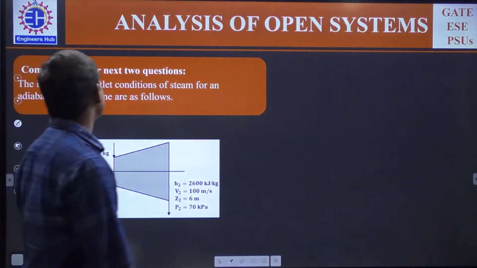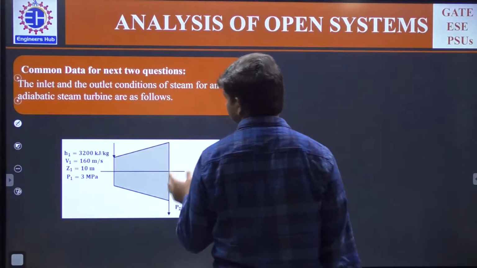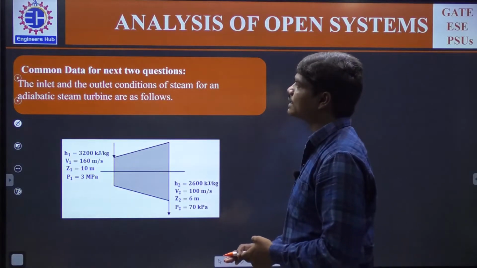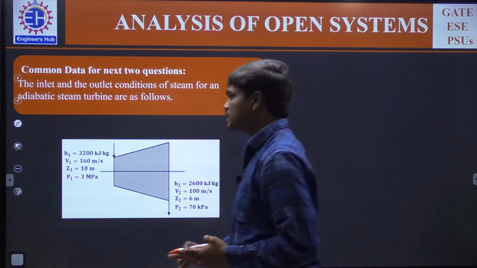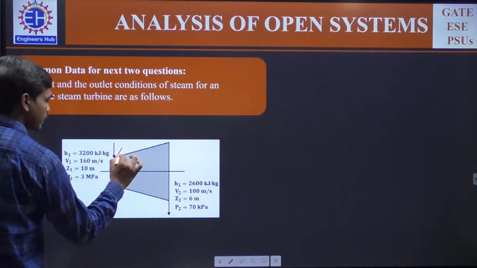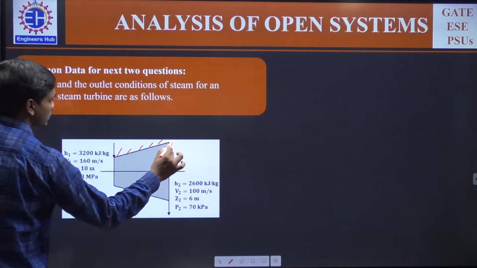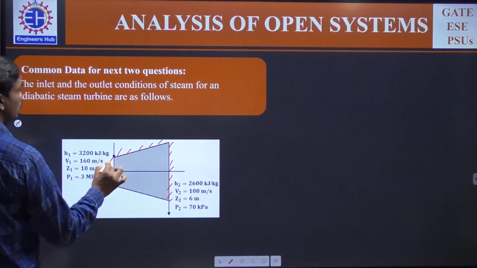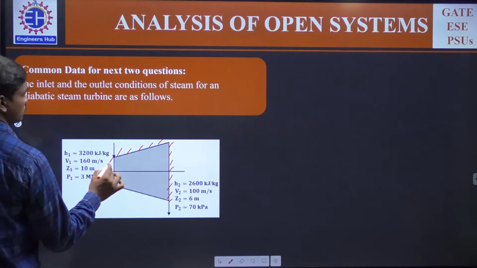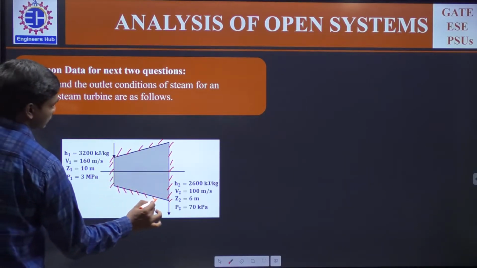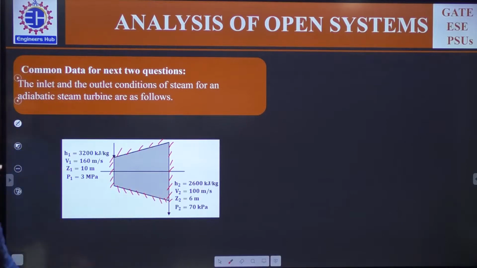So take this question. Some common data for next two questions. The inlet and outlet conditions of the steam for an adiabatic steam turbine are as follows. See, it's given the turbine is adiabatic. If the turbine is adiabatic, there is some insulation on this. It doesn't allow any heat to go out. Adiabatic turbine means no heat interactions are allowed.